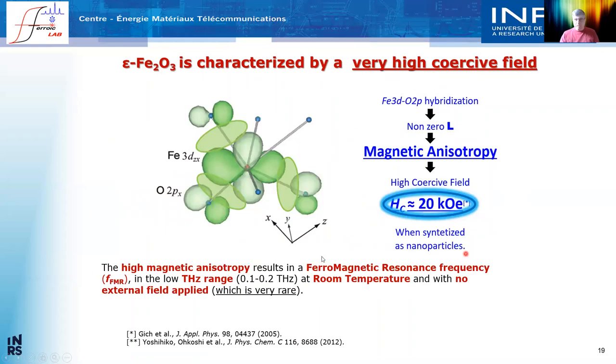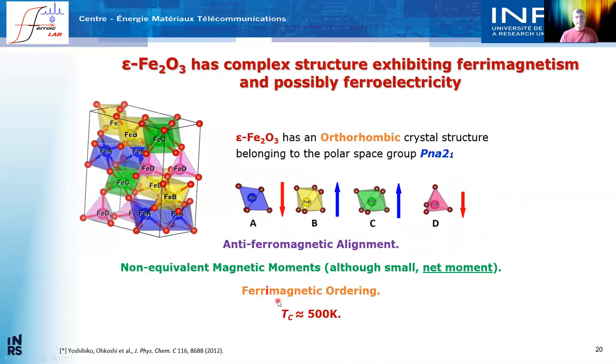It also has a ferromagnetic resonance frequency in the low terahertz regime, which is also very interesting, of course. It has a very complex structure where you can see you have oxygen octahedra, but you also have oxygen tetrahedra. They are antiparallel oriented, antiferromagnetically coupled, but because one is smaller than the other, you have a small magnetic moment in this direction in this drawing.